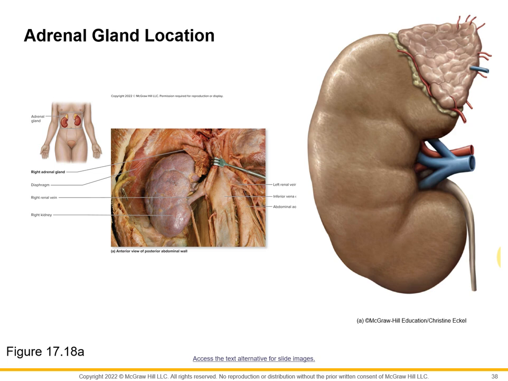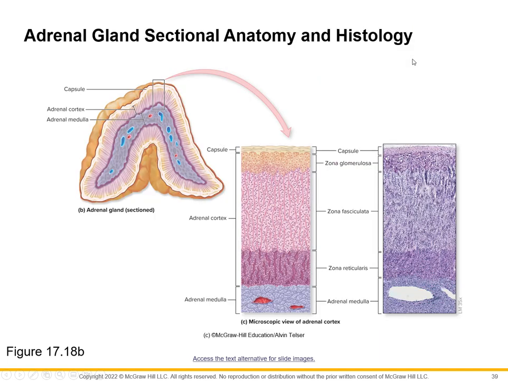Here's some gross anatomy of the kidney, again focusing specifically on the adrenal gland. Here we see our inferior vena cava, and right next to it an aorta. We see the veins coming off into the kidney, and then sitting right above the kidney, we can see this triangular, pyramidal shaped adrenal gland, again sitting right atop the kidney.